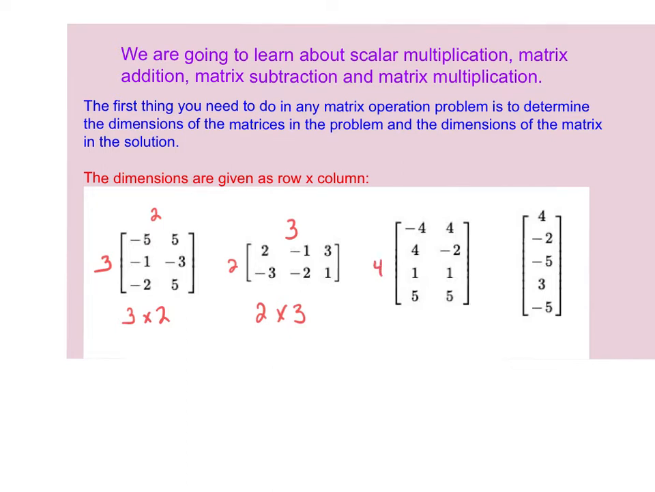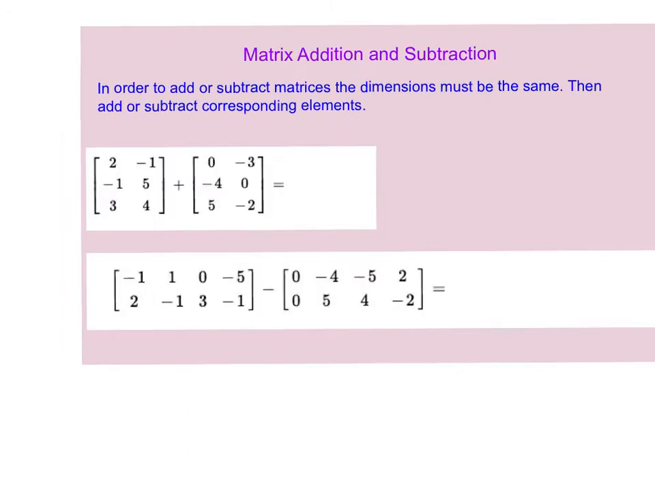This, we have 4 rows and 2 columns. So 4 by 2. In this one, we have 5 rows and 1 column, so that would be a 5 by 1 matrix. Okay, now we're going to look at adding and subtracting matrices.